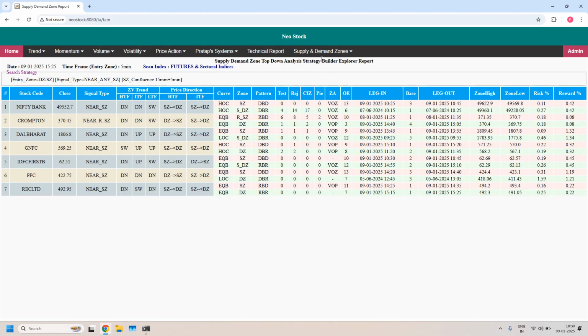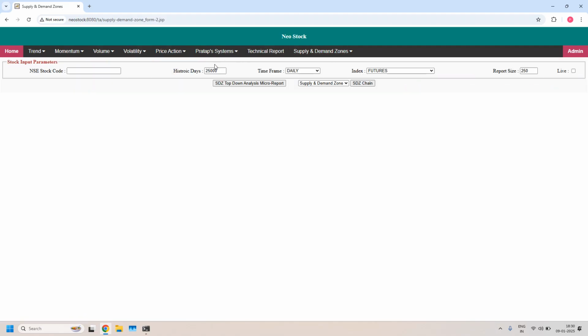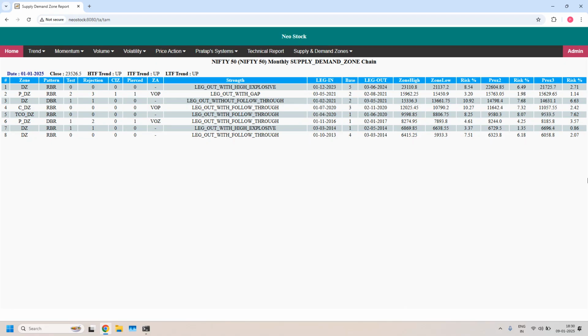Next set of reports are about NIFTY and BANKNIFTY supply demand zone chain. So let's start with NIFTY. Generating a monthly supply demand zone chain for NIFTY. So this is the NIFTY monthly supply demand zone chain. Always look into the zone column to find high liquidity zones. Look into the pierced column to find the pierced zones. And look into the LTF trend always to find the trend of the current time frame you have selected. This is the way you should understand the remaining reports.